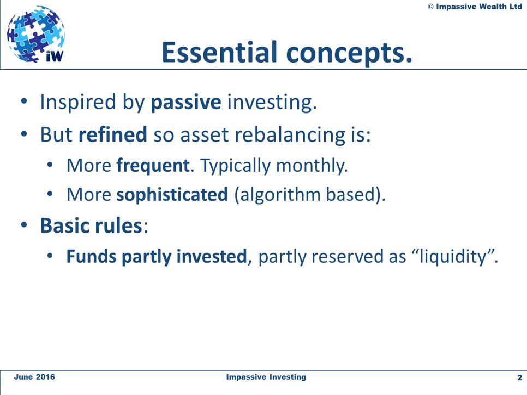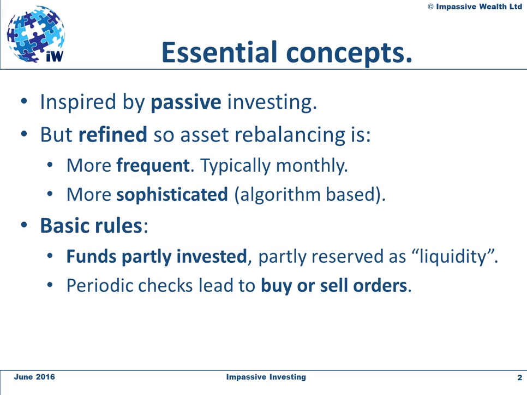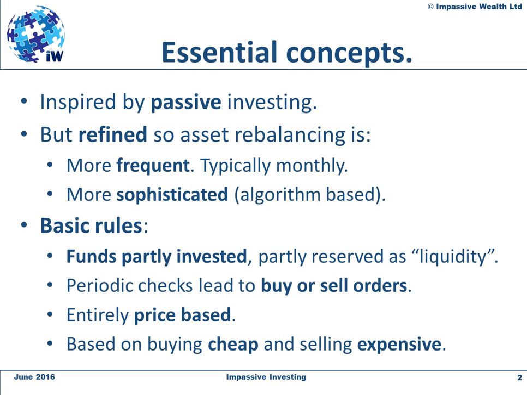Okay, basic rules we have are the following. Funds are only partly invested. Another part of the funds is reserved as liquidity to be able to buy more assets should prices evolve, and it is advisable to buy. And the periodic check, normally every month, leads to buy or sell orders, right? And that is entirely mandated by a set of mathematical rules organized as an algorithm. It is entirely price-based, so we only use the prices to make those buy or sell decisions, right? And the basic rule is to buy cheap and sell expensive, so as to make money and obtain decent returns, right? So these are the differences with both active and passive investing that we have incorporated into impassive investing.